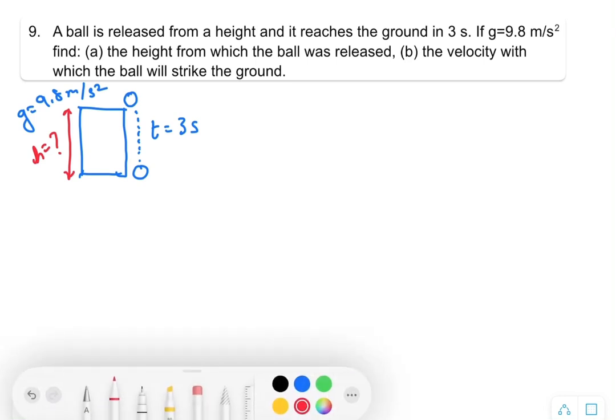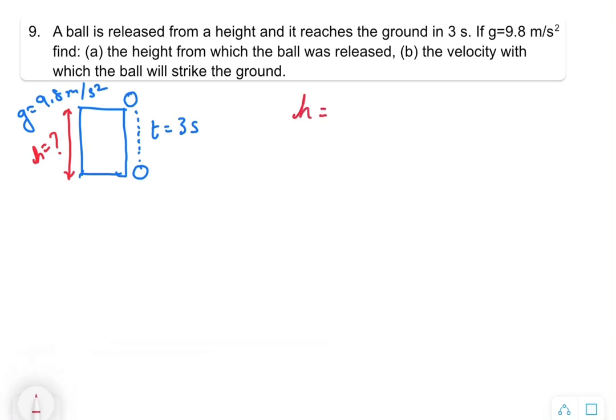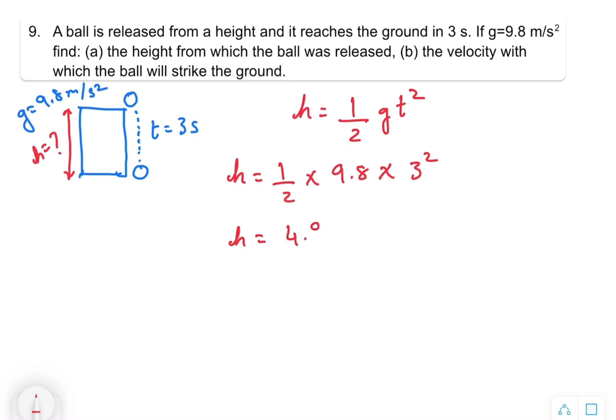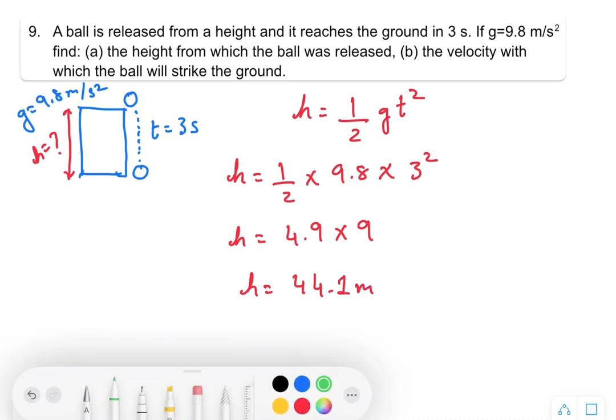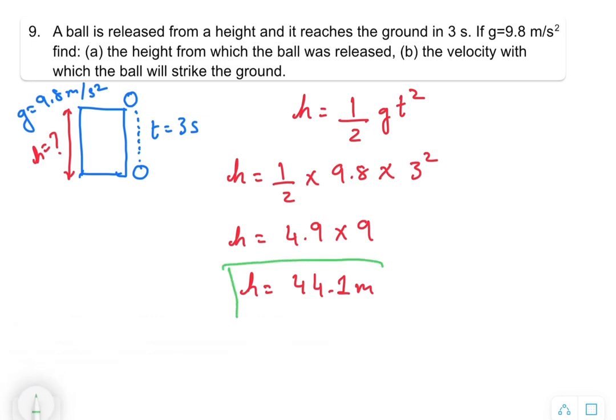Now let us use the equation of motion. H is equal to half gt square. H is equal to half multiplied by 9.8 meters per second square multiplied by 3 square. So H will be equal to 4.9 multiplied by 9. So H will be equal to 44.1 meters. The height of the building from which the ball was released is 44.1 meters.